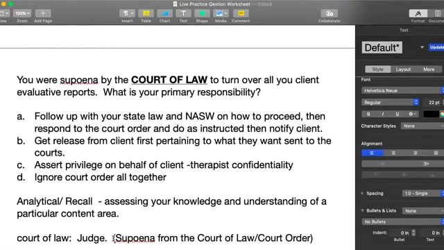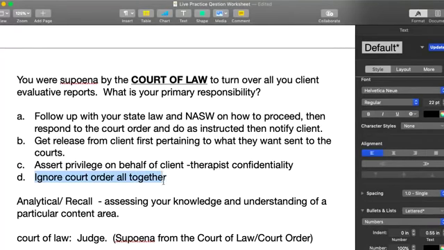All right. So knowing that court of law is suggesting that that's a court order coming from a judge, then what's your responsibility? What must you do? A, follow up with your state law and then ASW on how to proceed, then respond to the court order and do as instructed. B, get a release from the client first pertaining to what they want sent to the courts. C, assert privilege on behalf of the client. Or D, ignore the court order altogether.